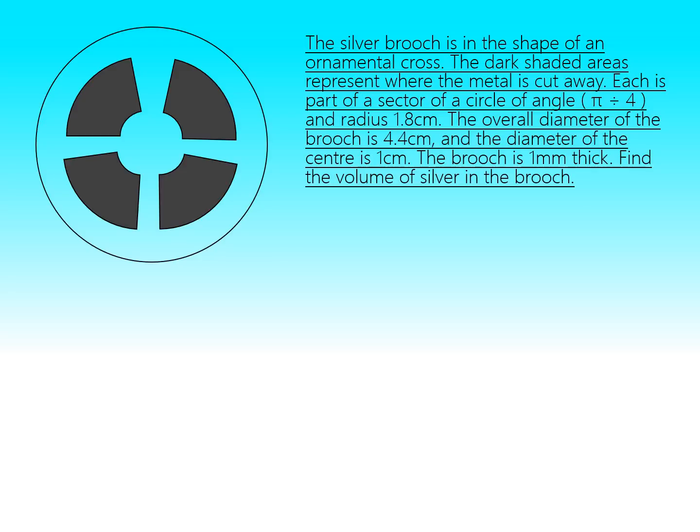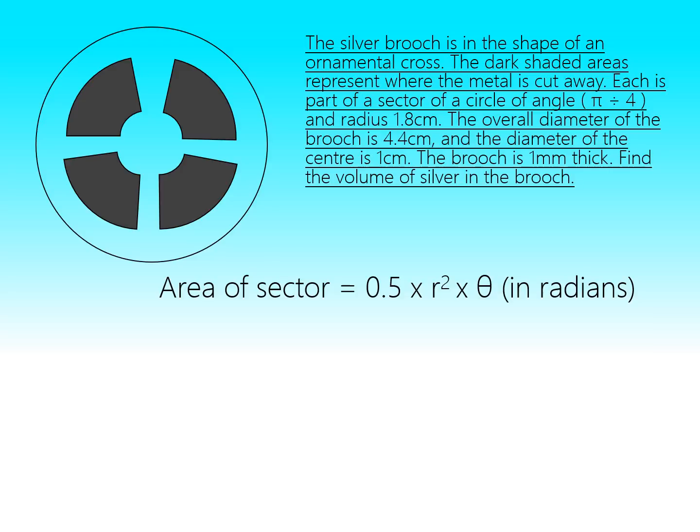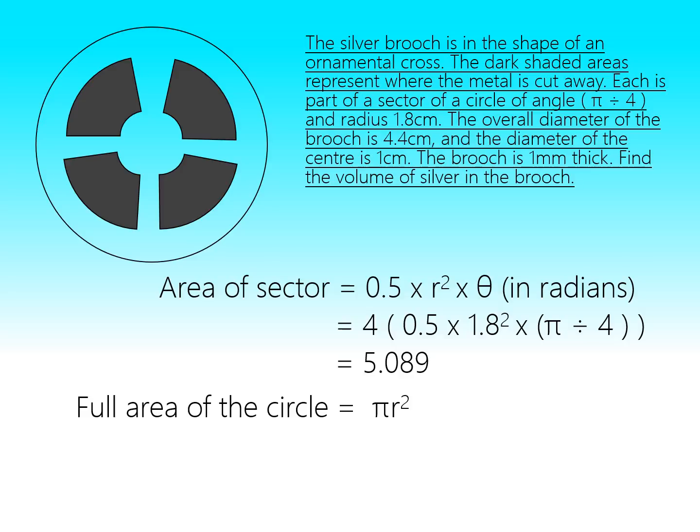So this is quite a complicated question and you have to split it down into different steps. So the area of a sector is equal to a half r squared theta, where r is the radius and theta is in radians. So by using the context in the question, because there are 4 sectors, we know that it's going to be 4 multiplied by a half by the radius squared, which is 1.8 centimetres squared, multiplied by pi/4. And this is approximately equal to 5.089.